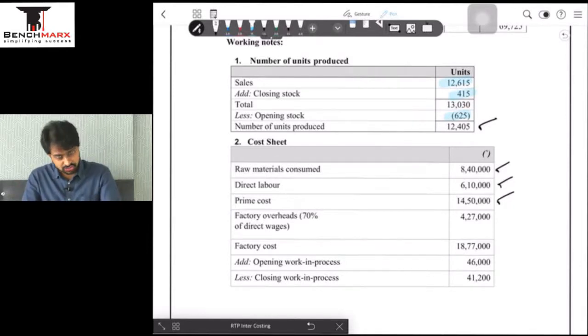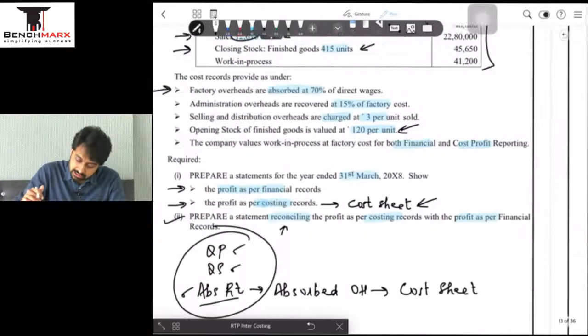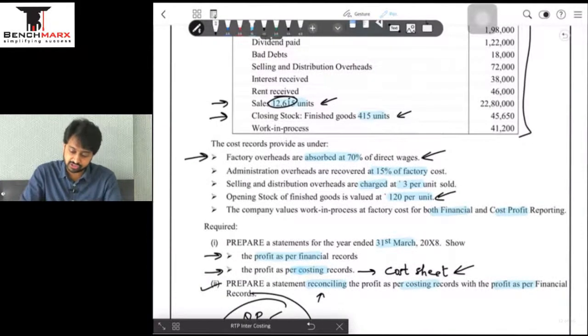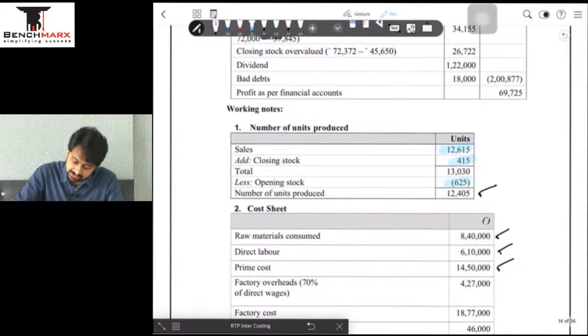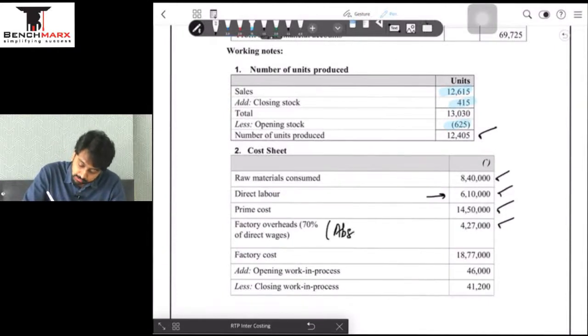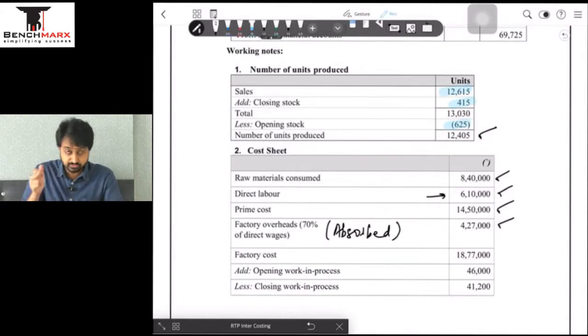After getting prime cost, I normally add my factory overheads absorbed, and the absorption rate is 70% of wages. So take the wages, 6,10,000, coming from here. This 6,10,000 into 70% is going to give me the factory overheads absorbed. As I said, in the cost sheet this will always be the absorbed amount only. It is because of this purpose that we have to find the absorption rate before starting the cost sheet.